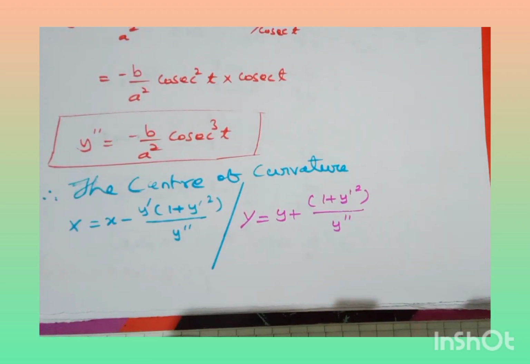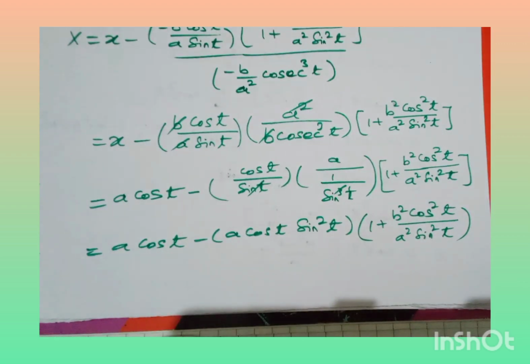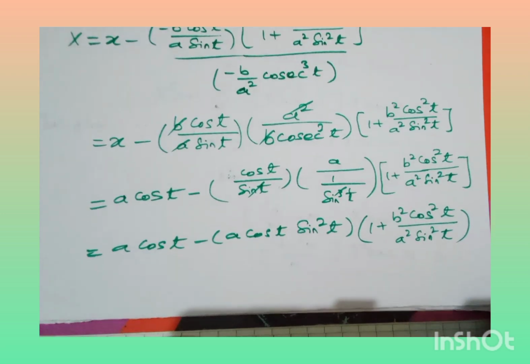Now let us write the center of curvature. So capital X can be written as small x minus y dash times 1 plus y dash the whole square by y double dash. Similarly, capital Y is equal to y plus 1 plus y dash square by y double dash. So these are the two coordinates of the center of curvature, X and Y. So please remember this, my dear students. Okay, let us move to the next one.